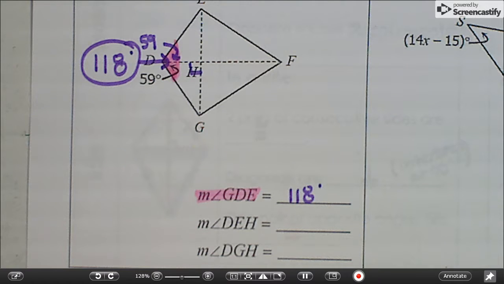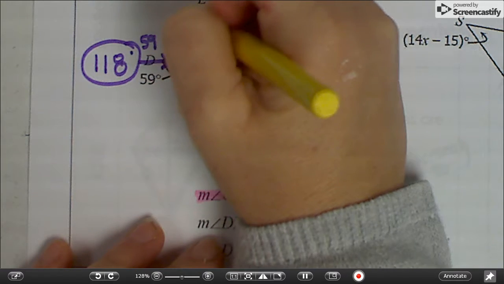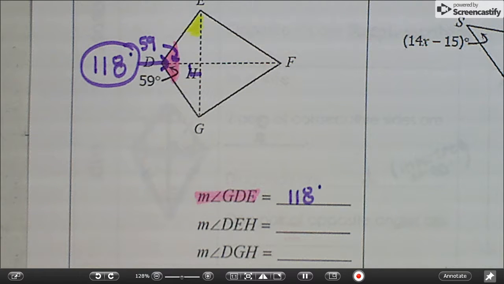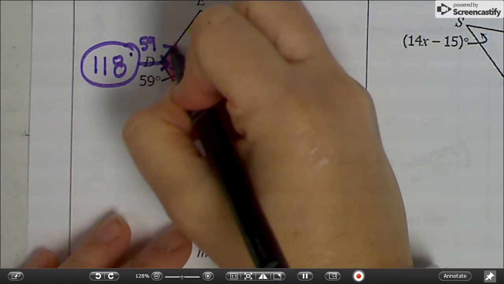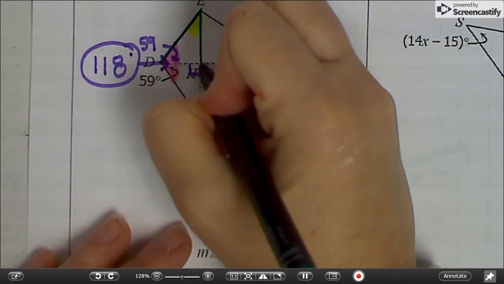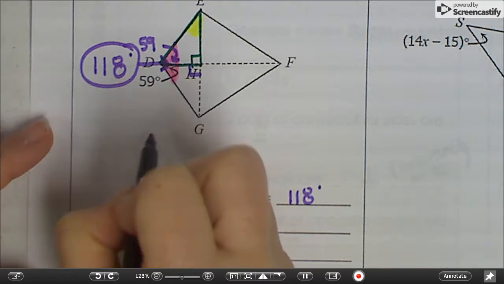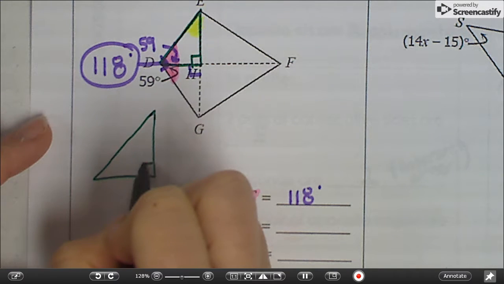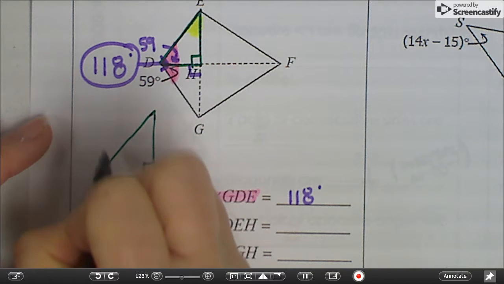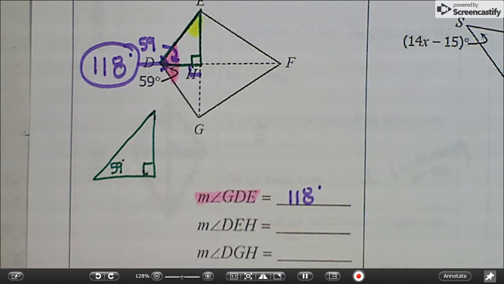All right, DEH, this one right here. Well, hopefully you can see. Well, we could do it 2 ways, but I'm going to look at it this way. This is a right triangle. So I'm going to draw it over here just so you can really see a little more clearly, since you're still learning. That's 90. This one is 59 degrees. We want to know this angle here.